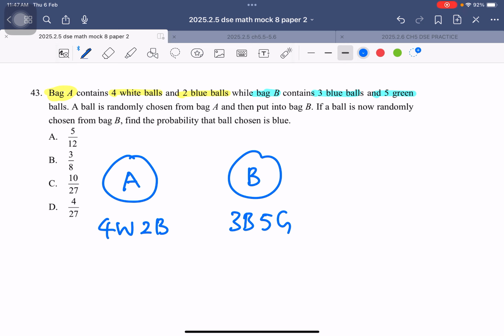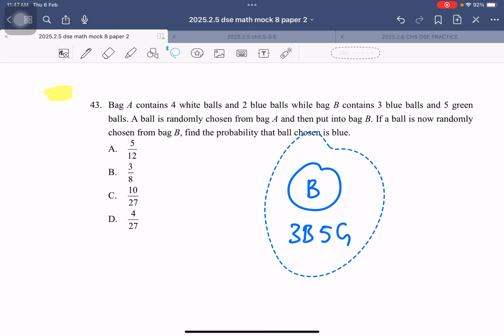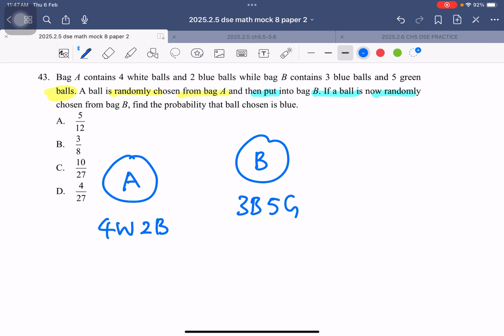So let's see what's the process we are doing. A ball is randomly chosen from bag A. How many balls are being chosen? Only 1. So you just choose 1 ball. That 1 ball comes out and is put in bag B. After that, a ball is randomly chosen from bag B. Choose 1 again, isn't it? Yeah. And they need us to calculate the probability that it is a blue ball.